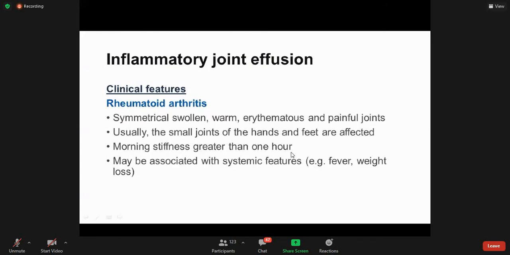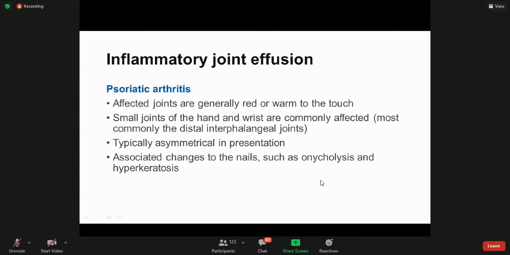So coming to rheumatoid arthritis. Rheumatoid arthritis patients will present with symmetrical, swollen, warm, erythematous, painful joints. Usually the small joints of the hands and feet are affected. Morning stiffness is greater than an hour. May be associated with systemic features like fever, weight loss. This is the patient's presentation.